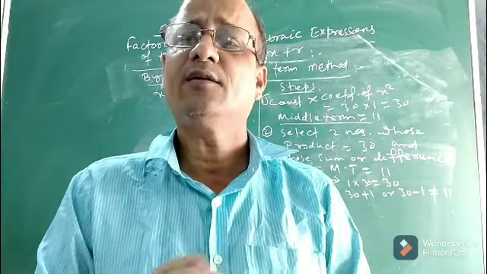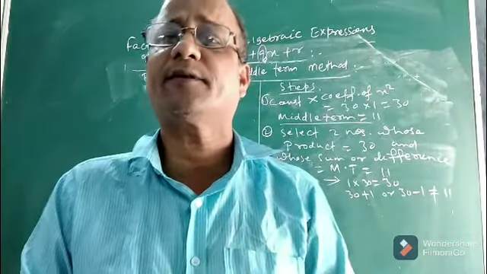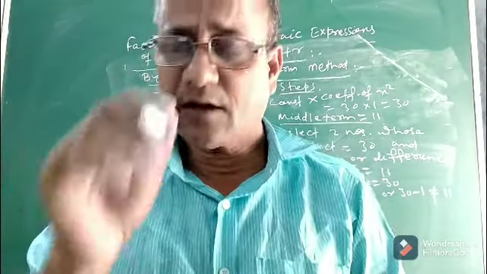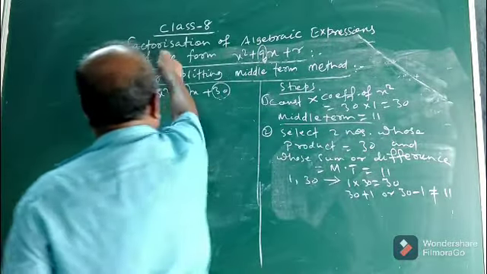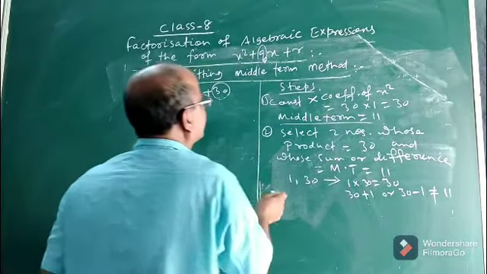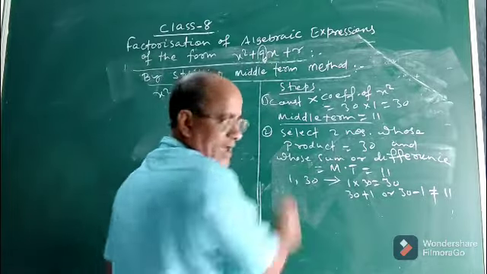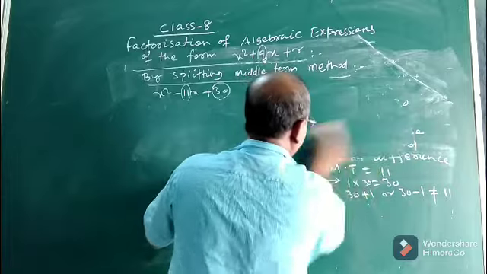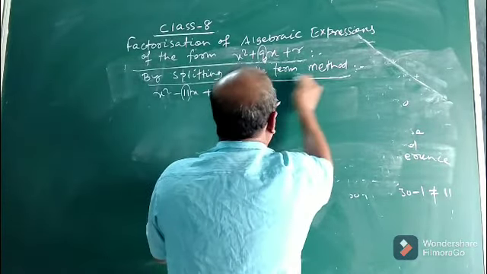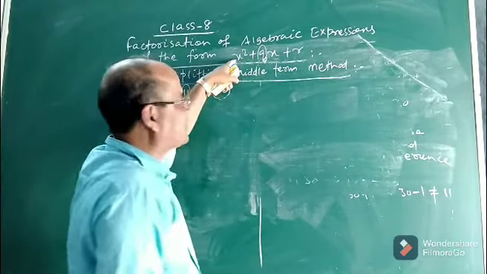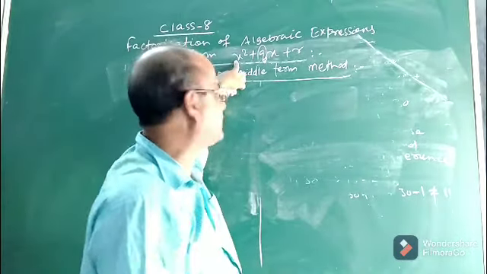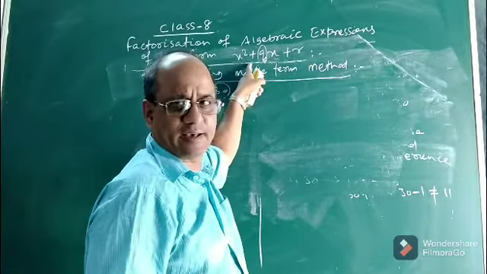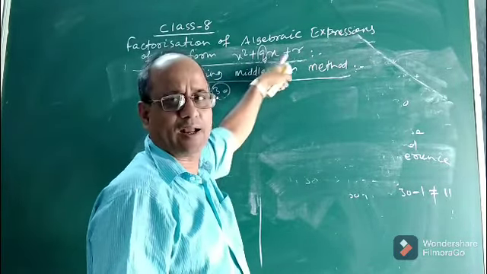Now you can ask me, sir, to which algebraic expression will we apply this splitting middle term factorization method? Now see, it is applied to the factorization of algebraic expressions of the form x square plus qx plus r. That means if any algebraic expression is in this form, x square plus qx plus r, then x is the variable, and q and r are constants.